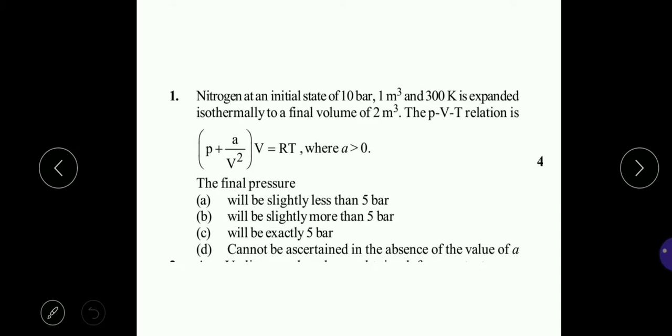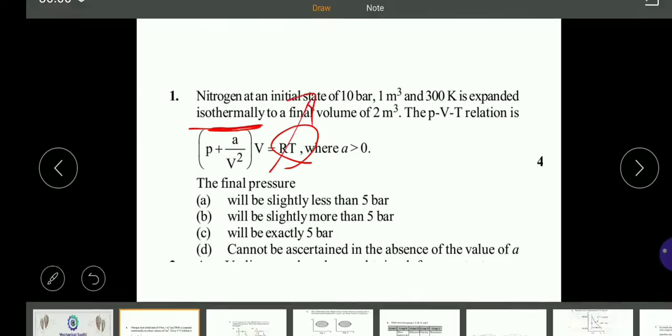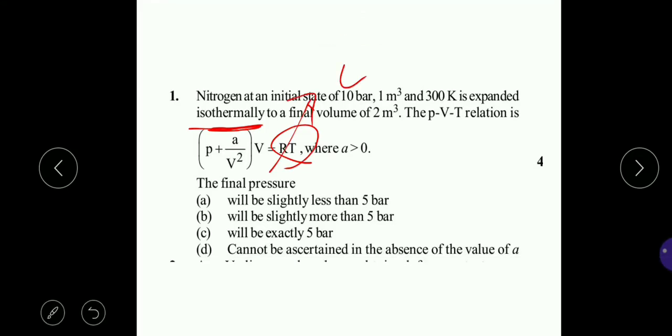So first question, it is given nitrogen at an initial state. So pressure P1, V1 and temperature T1 is given, and it is expanded isothermally to a final volume V2, which is also given. So the PVT relation is given, and it is telling that A is greater than 0, so A will always be positive. It is an isothermal expansion process, so this term will become constant totally because temperature is constant here, and R is the universal gas constant.